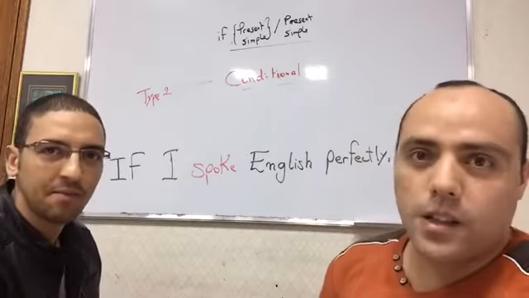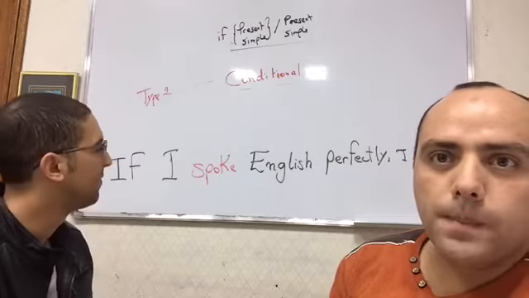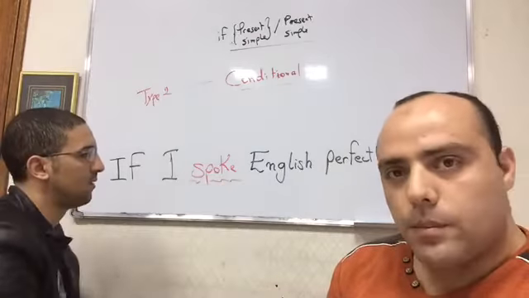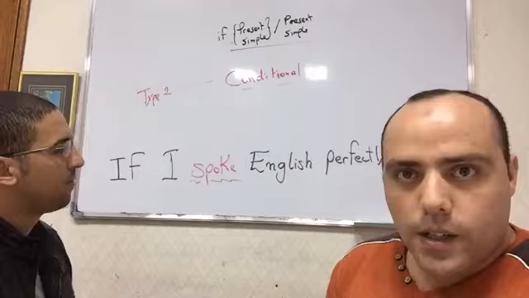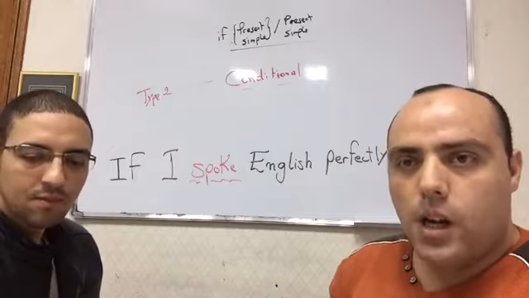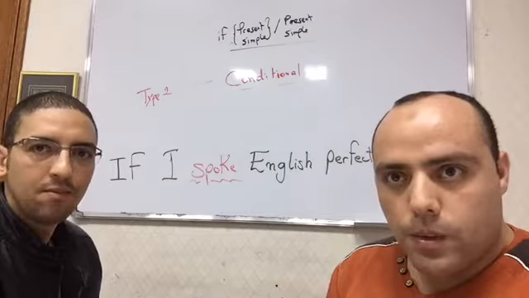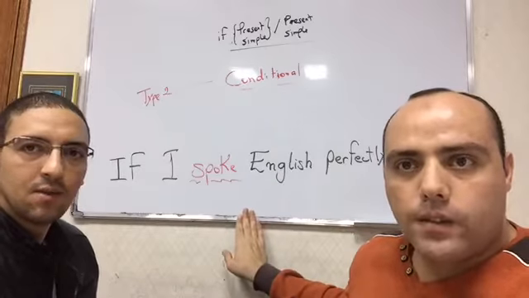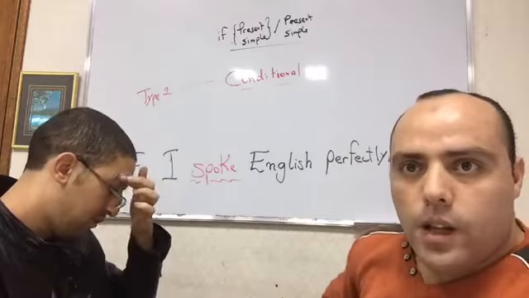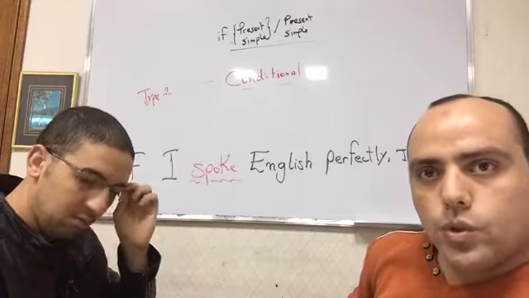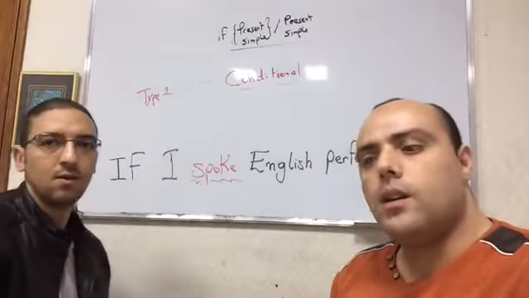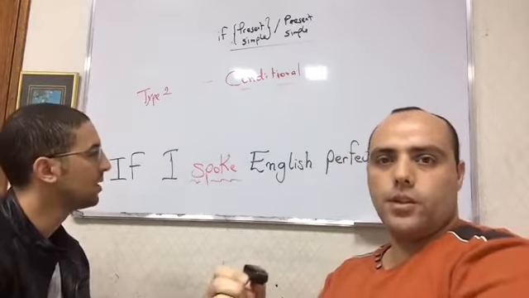Nice. All right. So tell us, what would you do if you spoke English perfectly? Right now you can use that case because maybe right now you're not able to speak English perfectly, which is impossible in the meantime. But maybe in the near future it's going to be possible. That's why we're using the second conditional to express it. So what do you think? If I spoke English perfectly, what would you do? Can you complete it?